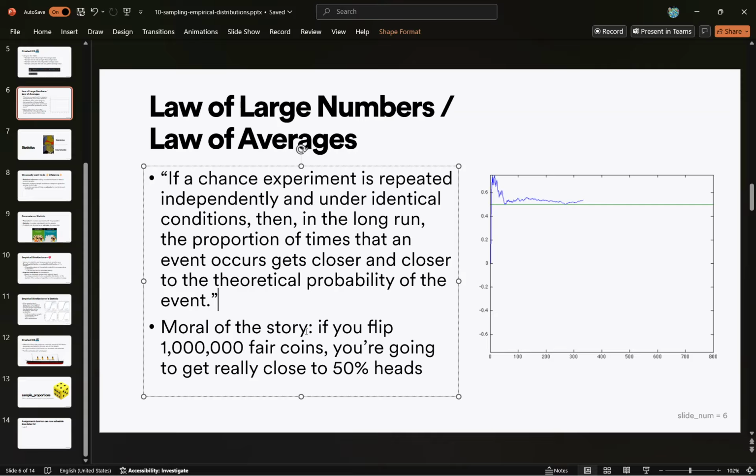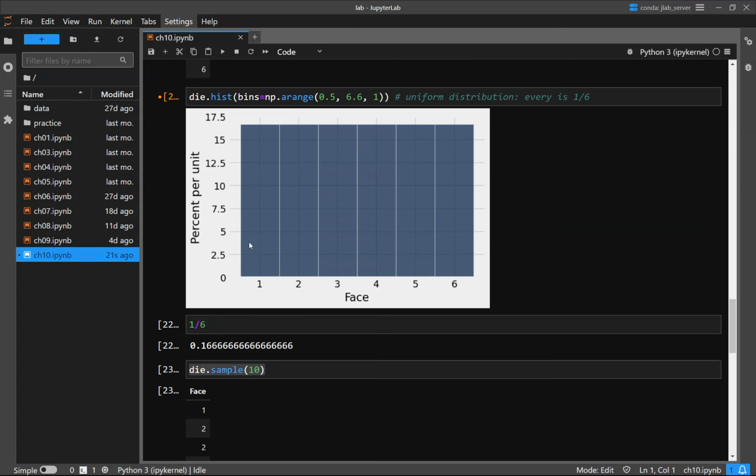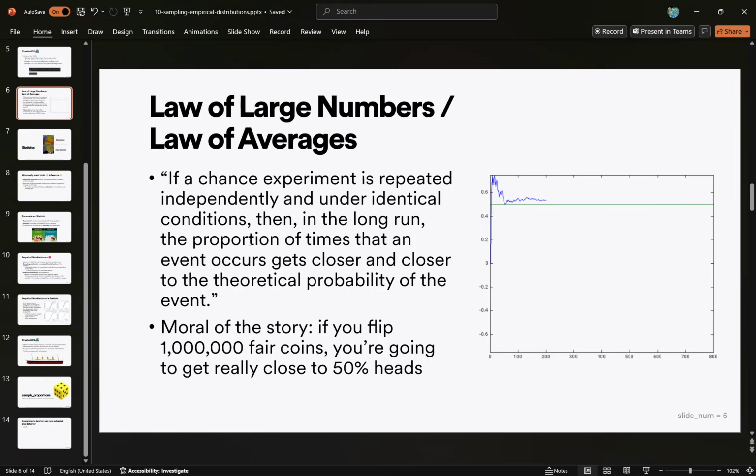What I'm trying to say is, if you flip 1 million coins or you roll 1 million die, it's still singular, right? No, 1 million dice, I guess, plural. Then you're going to get really close to 50% heads for a coin, 50% heads, 50% tails, and you're going to get really, really close to a 1/6 chance of anything for your die roll. All right, that's where you're going.